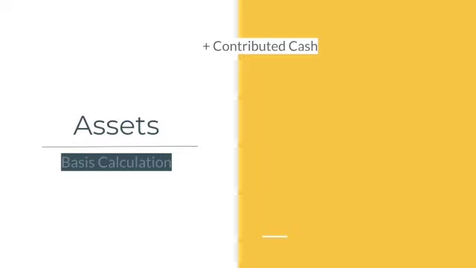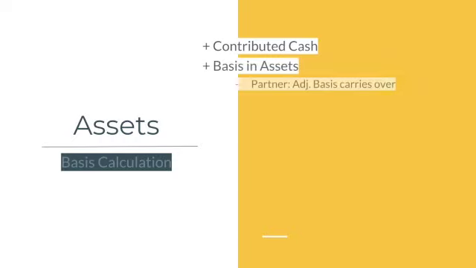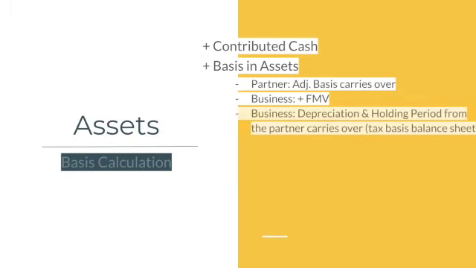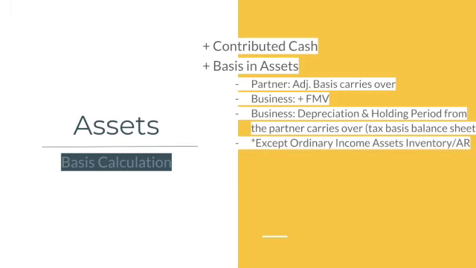First, our basis calculation, just a generalization here. Cash that's contributed increases the basis. Basis in assets increases basis. The partner's adjusted basis carries over, but the business gets the fair market value, and that increases the partner's basis. Depreciation and holding period from the partner carries over, and there's a tax basis balance sheet because even the business has two different bases. Of course, this does not include ordinary income assets, inventory, and accounts receivable. They're always treated as ordinary income property.